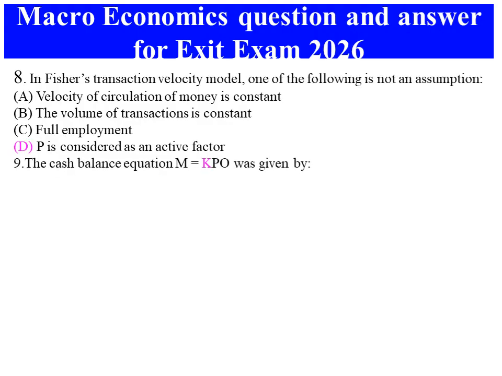The next, number 9, the cash balance equation M = KPO was given by A. Keynes, B. Pigou, C. Robertson, D. Marshall. The answer is D. Marshall. The cash balance equation was given by Marshall.